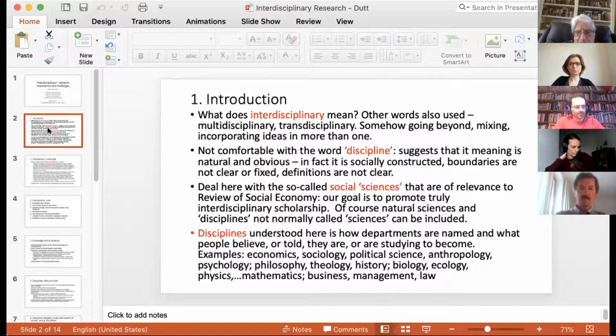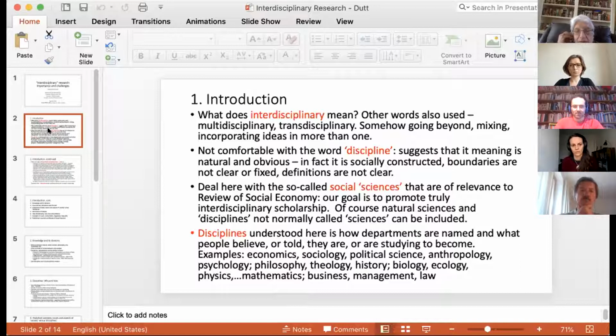I put also sciences in quotations. In other words, there are, of course, other areas of study or disciplines, as they're called, natural sciences and so forth, so those ought to be included as needed, but here I will discuss mainly what is normally called the social studies or social sciences. So examples of that are economics, sociology, political science, anthropology, psychology. Then I would include philosophy, theology, history, and then beyond that, of course, biology, ecology, physics, mathematics, and you can also include business, management, law, and things of that sort as well.